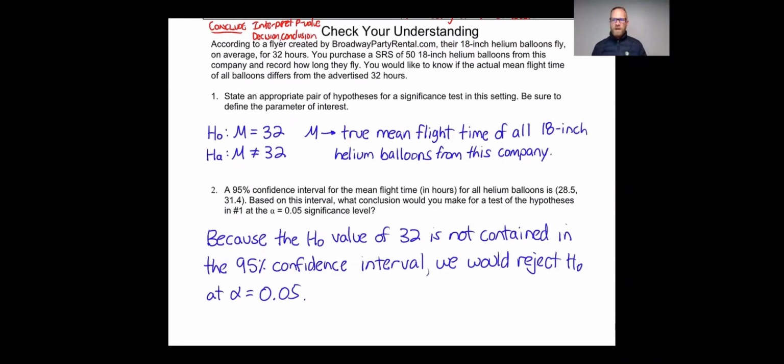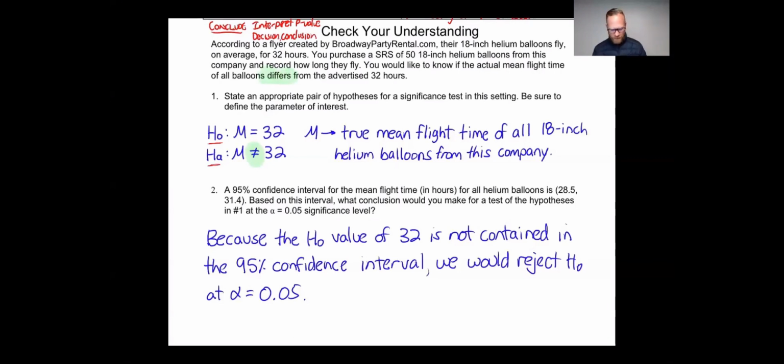For number one, we had to write our hypotheses, making sure that we defined our parameter here. The null hypothesis is going to be the claim that the company is making, which is that the average flight time is 32 hours for these helium balloons. For the alternative, we had to decide whether it is one-sided or two-sided. And you'll notice here that we've decided to go two-sided, not equal to, and that's based on the wording of the question. There's one word that gives it away here, and that is differs.